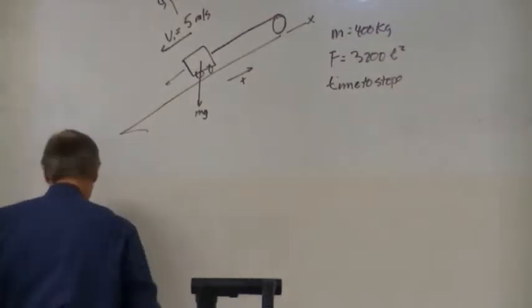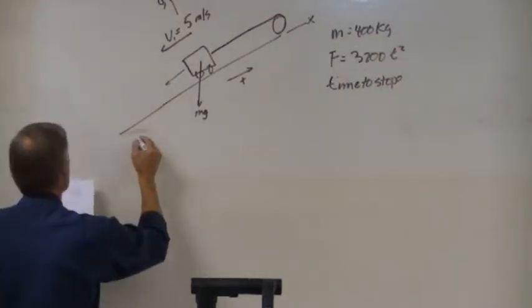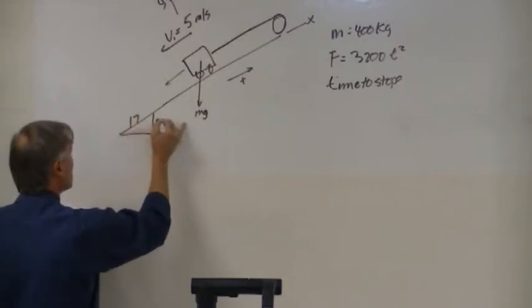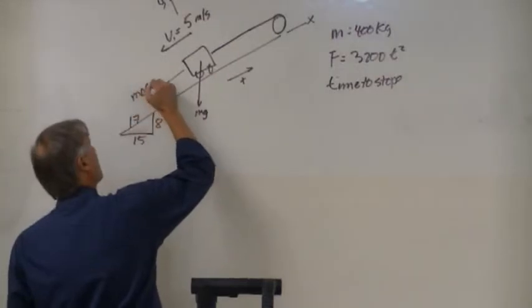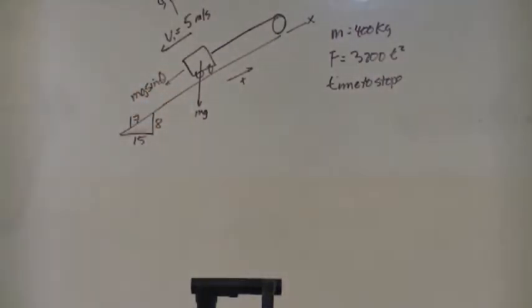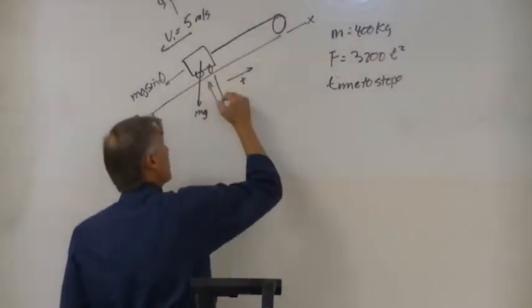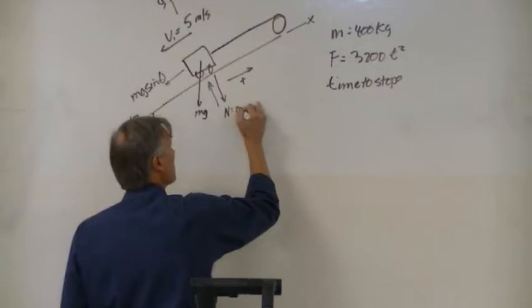What's my angle? Ooh, this is a funky angle. This is at 17, 8, 15. Okay, so that's one of those 3, 4, 5 type triangles. 5, 12, and 13. That works too, or something like that. Is it 5, 12, and 13? Something else? Anyway, 17, 8, and 15 works. But down the hill we have an mg sine theta. Okay? All right. What else do we have here? We got mg cosine theta, but that balances with a normal force. So normal equals mg cosine theta.